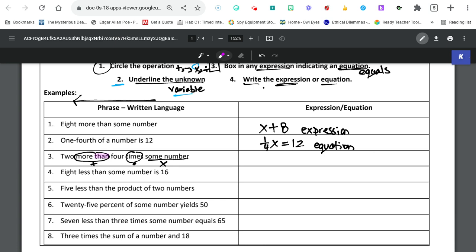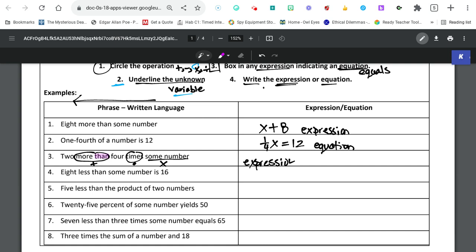Is there anything that means equal in here? Nope. 2 doesn't mean equal. More than doesn't mean equal. 4 is a number. Times doesn't mean equal. Some number we know is the variable. So this is going to be an expression. I know that. Won't have an equal sign in it.